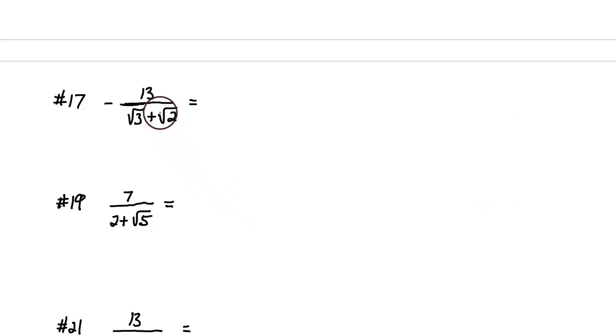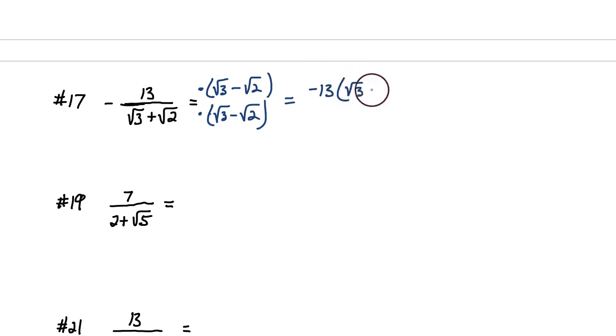Number 17. Once again, we have radicals in the bottom. Let's multiply by the conjugate of that denominator. The square root of 3 minus the square root of 2. I'm choosing this on purpose so that when I times to this using FOIL, the radicals disappear. We're going to get -13 times the square root of 3 minus the square root of 2 on top.